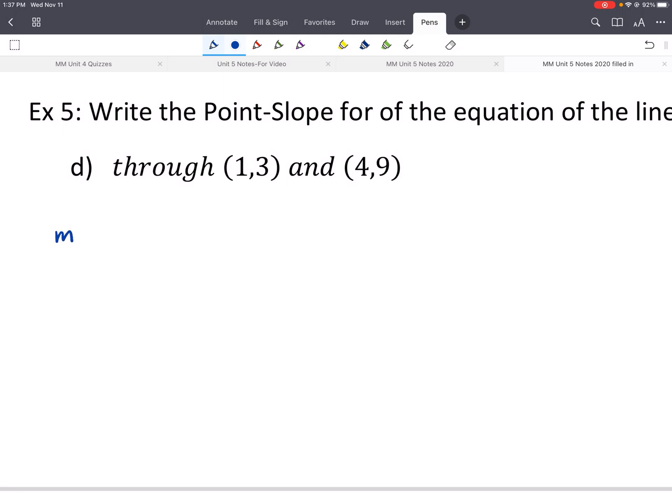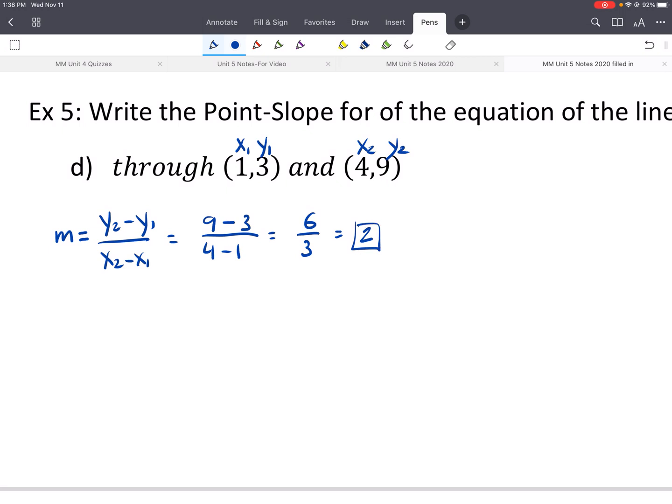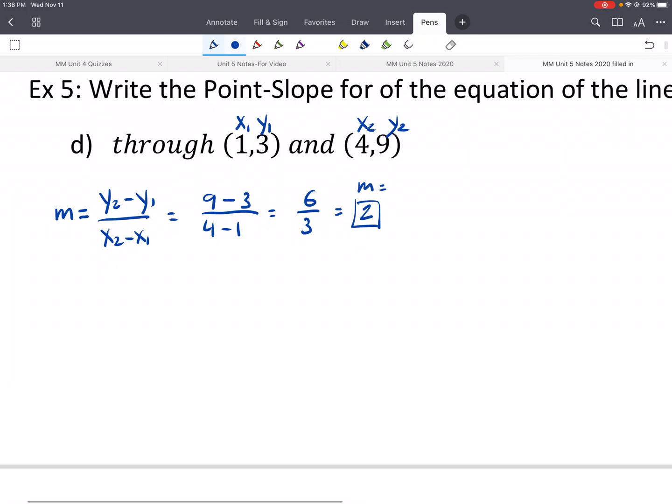So again, I kind of mentioned this just recently. The slope is y2 minus y1 over x2 minus x1. And we'd label these maybe x1 and y1 and x2 and y2. And we would plug that in. We'd get y2, which is 9, minus y1, which is 3, over x2 minus x1, so 4 minus 1. That gives us 6 over 3, or 2. So our slope is 2. This is our slope.